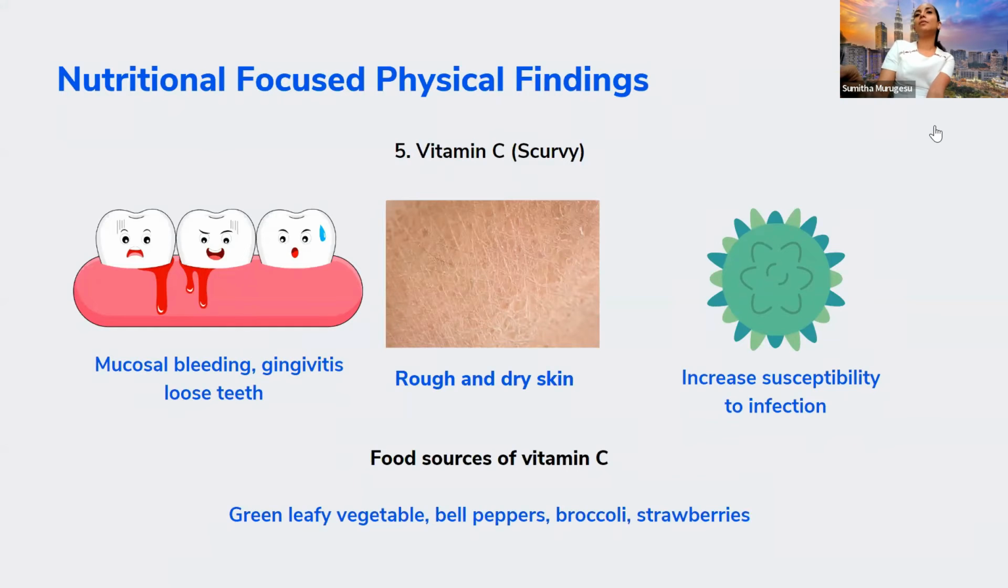Vitamin C deficiency, commonly referred to as scurvy, can present with mucosal bleeding, gingivitis, and loose teeth. They can have rough and very dry skin, and they are prone to infection. Food sources of vitamin C include green leafy vegetables, bell pepper, broccoli, and strawberries.